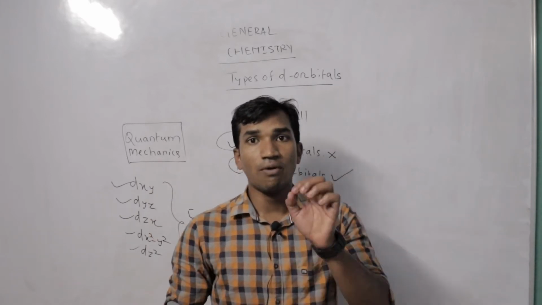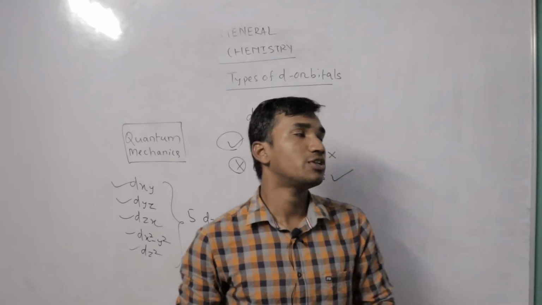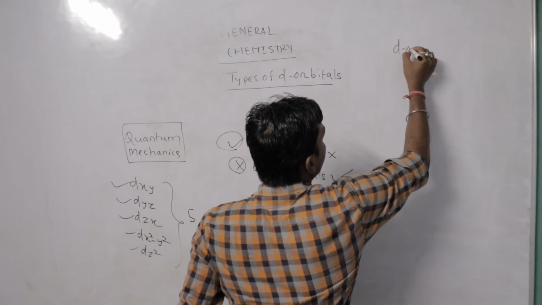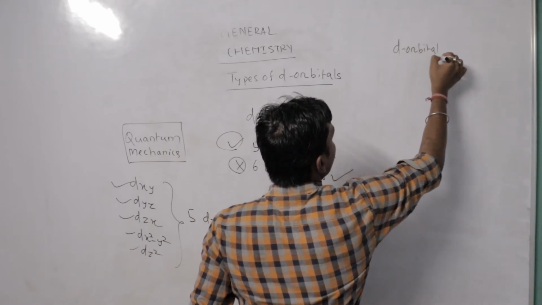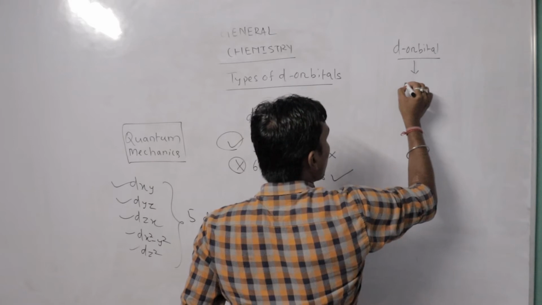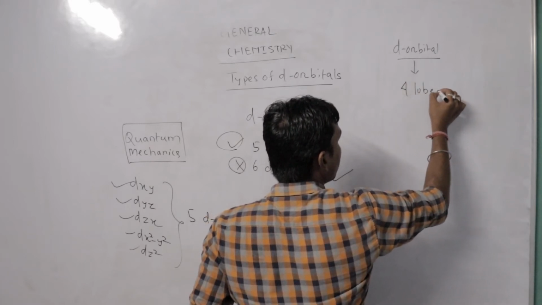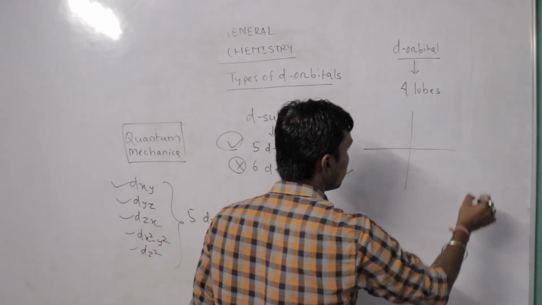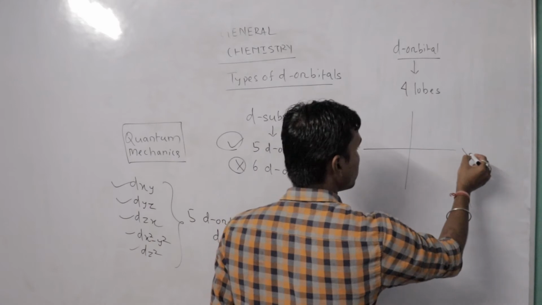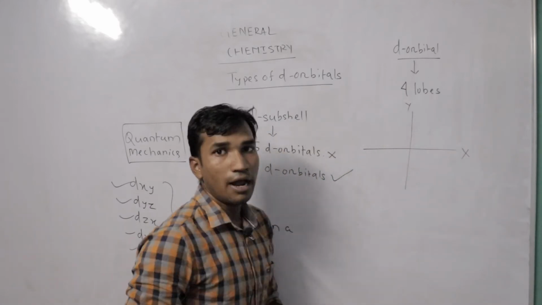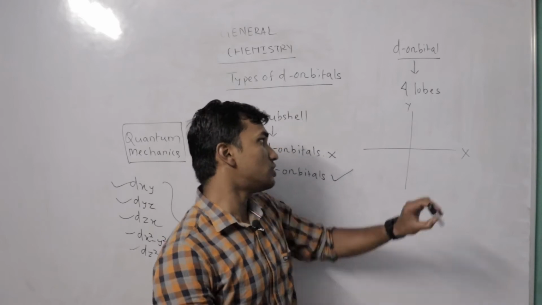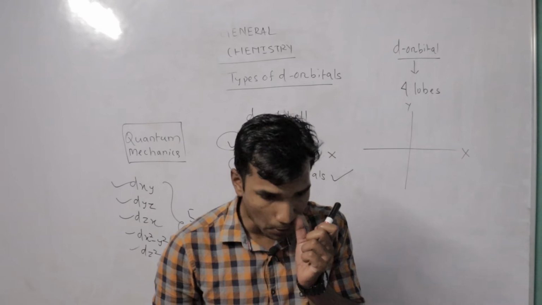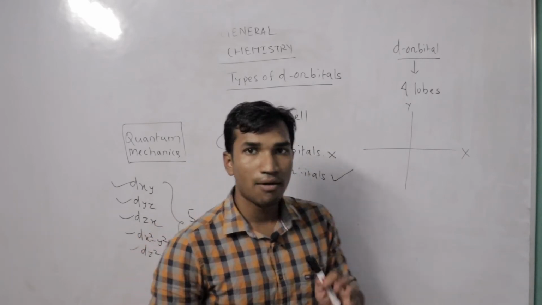Now the question arises, why am I consistently saying 6 d orbitals instead of 5? See this d orbital. You know that a d orbital contains 4 lobes. Suppose this is my x axis, y axis, and perpendicular to the x axis and y axis, this is my z axis. Suppose this is my orbital.